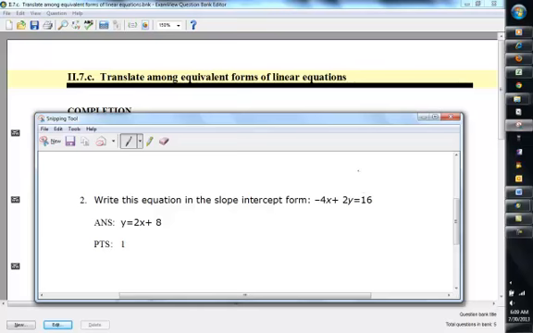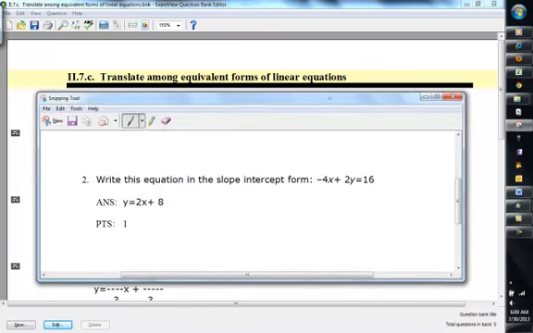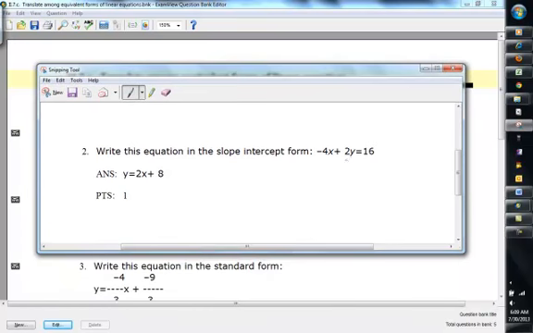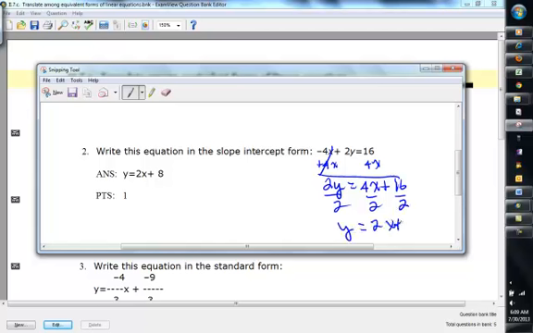This one we're also supposed to put into the slope-intercept form. The first thing that we want to do is to get the y all alone, so let's add 4x to both sides. And we get 2y equals, the x's cancel, 4x plus 16. Divide everything by 2 to get the y all alone, and we get y equals 2x plus 8. Next one.